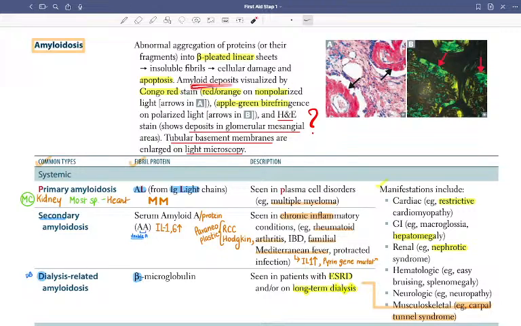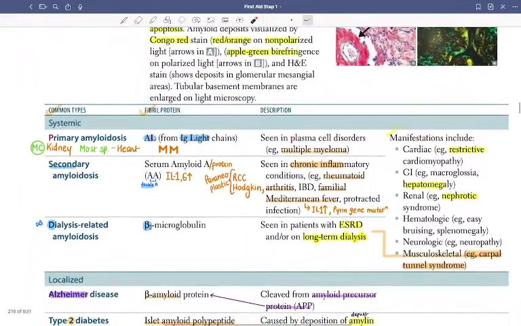Amyloid is visualized with Congo red stain: red on non-polarized light, and apple green birefringence on polarized light. H&E shows deposits in glomerular mesangial areas. Tubular basement membrane enlarged on light microscopy. Fine, the tubular basement membranes.